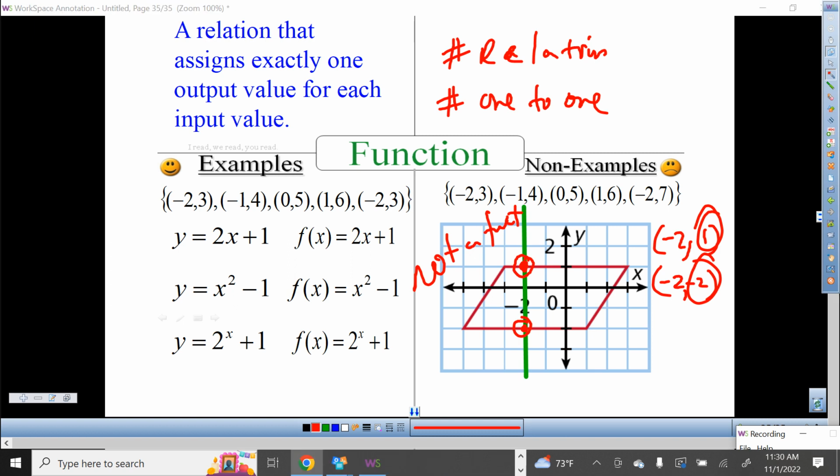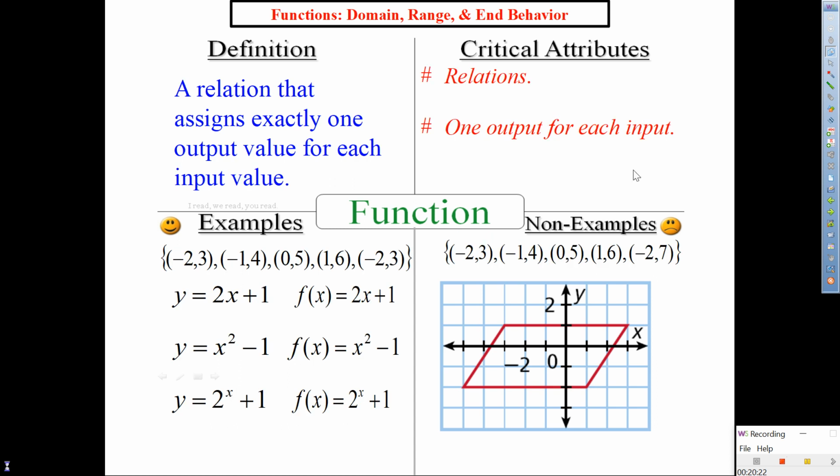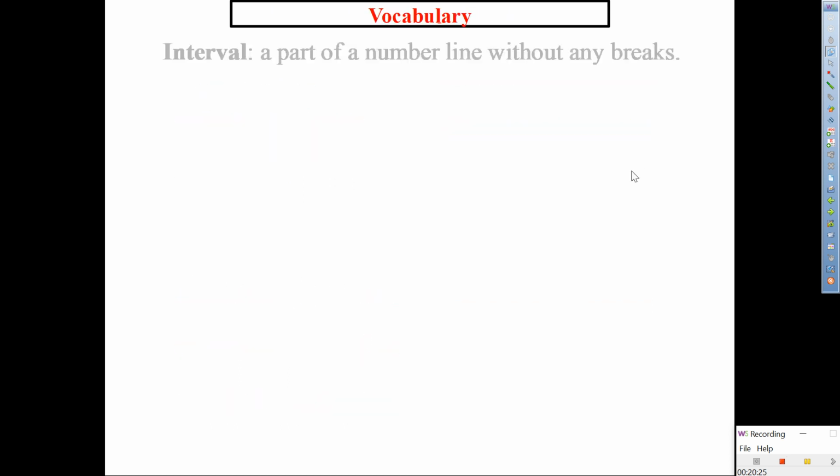So, we're about to get into a little bit more of the graphing, not too much yet. We're going to get into 3 different types of notation, which is going to be your home plate for tonight. Before I show you that, I'm going to talk about 2 types of intervals. Look up, don't copy this. An interval is basically a section of a number line without any breaks. Can you picture it? If I asked you to highlight a section without any breaks, that's what we call an interval.